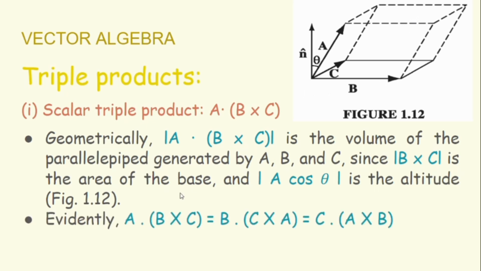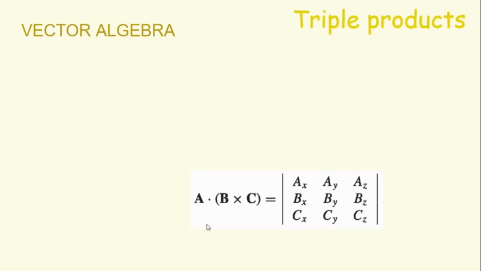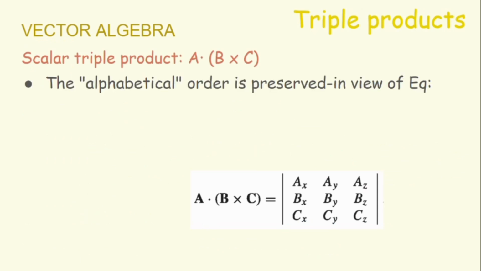We can see that A dot B cross C, B dot C cross A, and C dot A cross B are equal, but we have to keep the alphabetical order the same. Now we can see that B cross A is not equal to A cross B. A negative sign always comes.